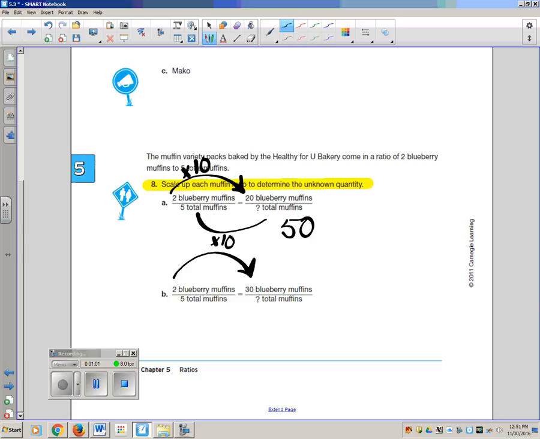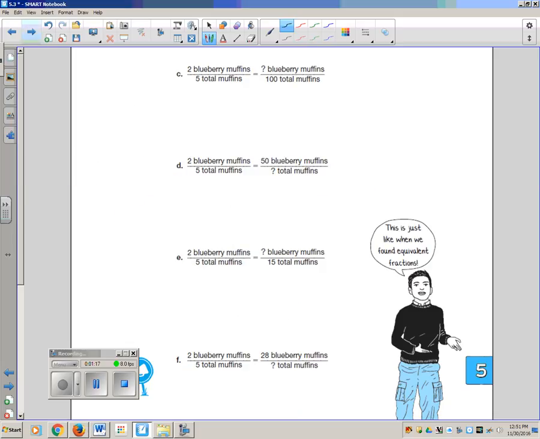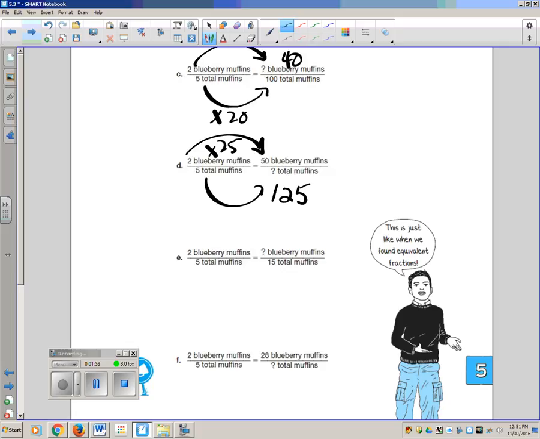2 goes to 30. You have to know what you multiply by. 15. 5 times 15 is 75. C. This time the denominator goes up. Went up by 20. 20 times 2 is 40. I told you it was easy. 2 goes to 50. Multiplied by 25. 5 times 25 is 125.